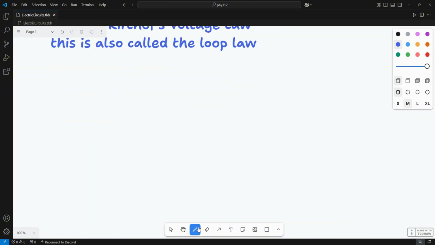So if we start with Kirchhoff's first law, or current law, KCL, this states that the summation of ingoing current is always equal to the summation of outgoing current in a junction.